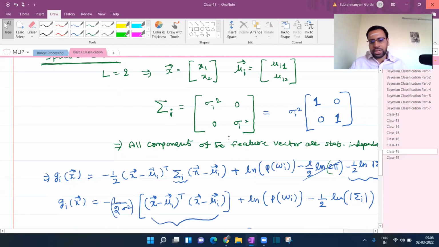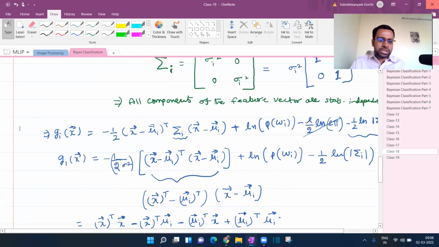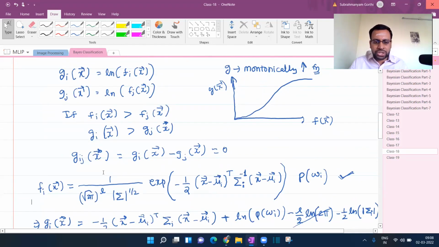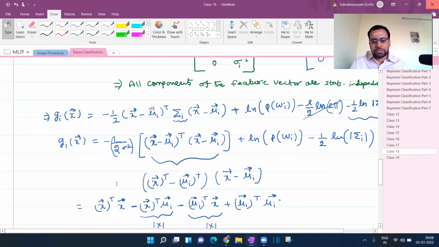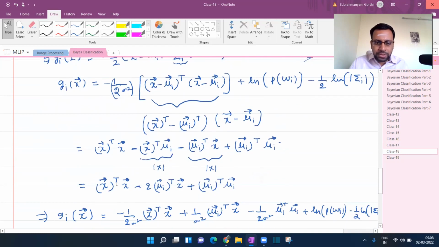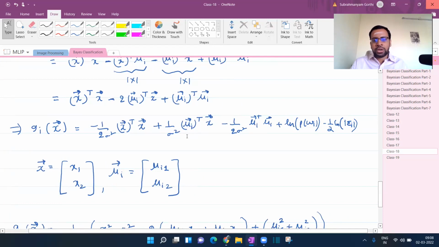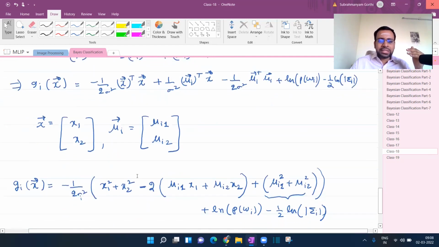Then we finished computing gi of x bar on this, which is simply taking the natural logarithm of this Fi of x bar, right? We did some simplification on that, and finally we arrived at this expression. Since there are two components for the feature vector, our feature vector size is 2 cross 1, so x1, x2, and each feature vector component's respective mean values are considered here.